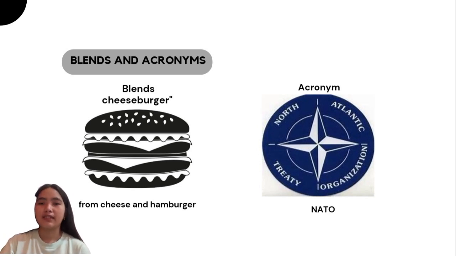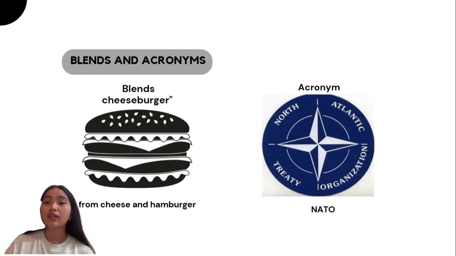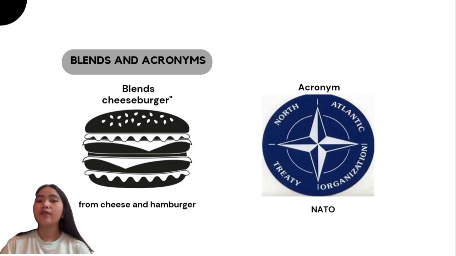And now let's discuss. Blends and acronyms are ways of creating new words from existing words. In blends, we take parts of two words and combine them into a new word. For a simple example, smog, S-M-O-G, from smoke, S-M-O-K-E, and fog, F-O-G. Or the one I have mentioned before, cheeseburger, from cheese and hamburger.